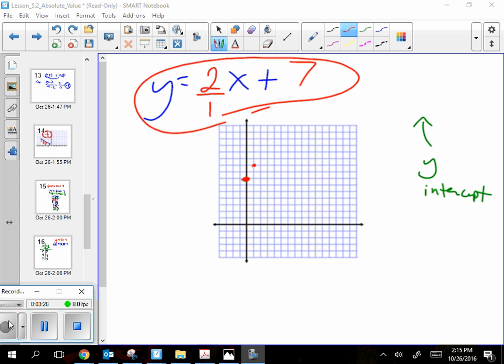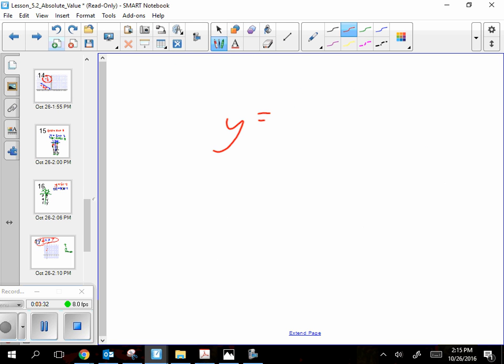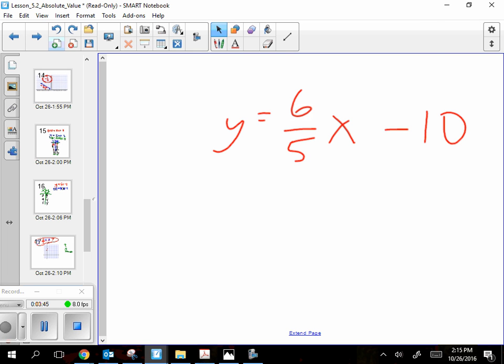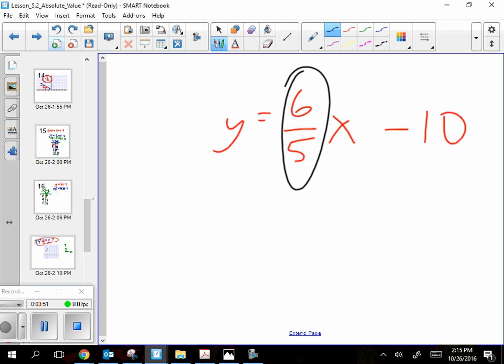All right. So that's the slope. That's the intercept. So if I give you this equation, y equals 6/5 x minus 10, it's more complicated looking, but it still tells you the slope, and it tells you the y-intercept. What's the slope? There's a slope and there's a y-intercept. Some of you said one and some of you said the other. Which one's the slope? That one is the slope. That one's the y-intercept.